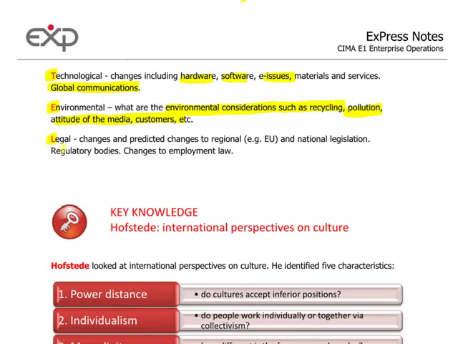Legal, in a way it's linked in quite heavily with political, but what are the changes or predicted changes to regional and national legislation? And regional, for example, the EU.